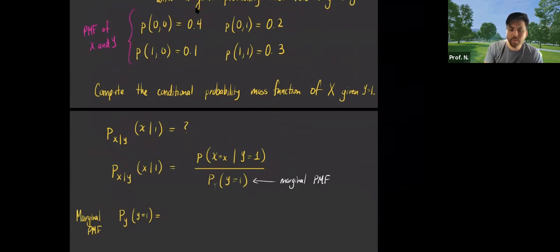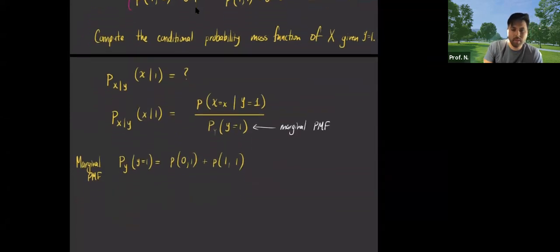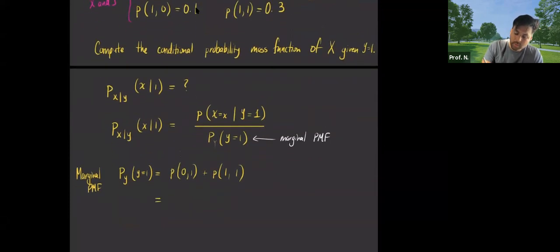Add up all the columns for Y equals 1. That's right. This is like saying the probability of 0, 1 plus the probability of 1, 1. As long as you have Y equal to 1, just add up all the X's. In this case, 0.2 plus 0.3, which is 0.5.